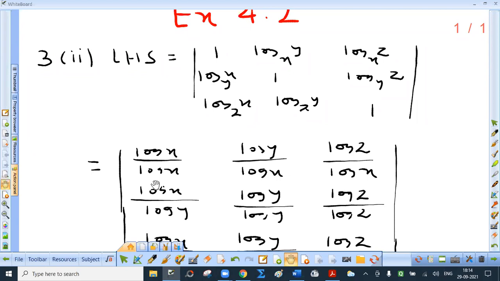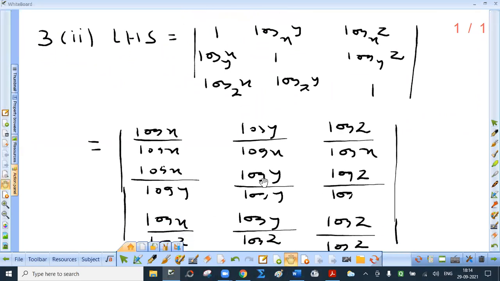Ideally, I should have written, suppose base is 10, log x to the base y is log x to the base 10 upon log y to the base 10. I have dropped that base and I have just written this. Similarly, log z to the base y is log z upon, this should be log y. I'll change that. This should be log y. Okay.